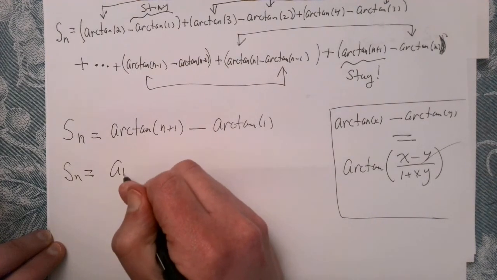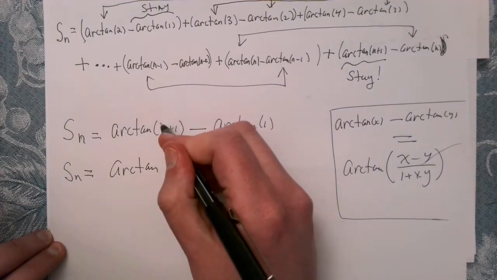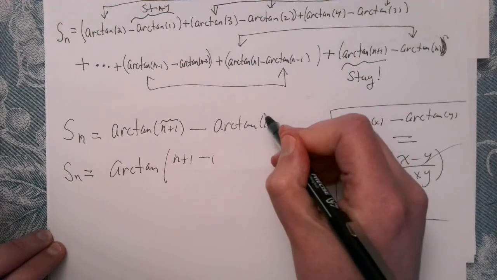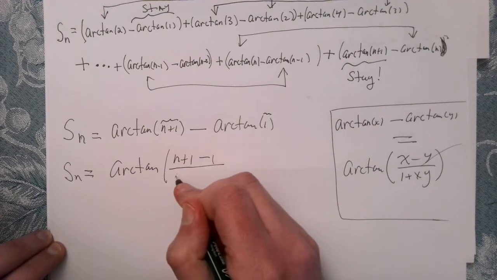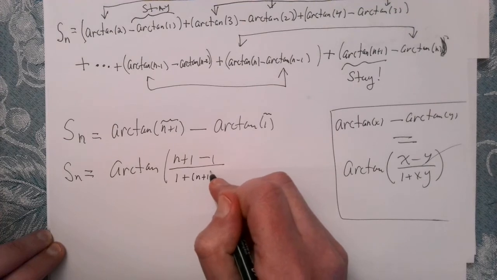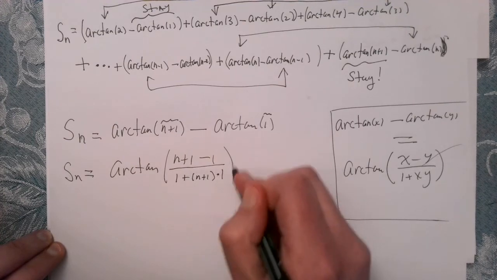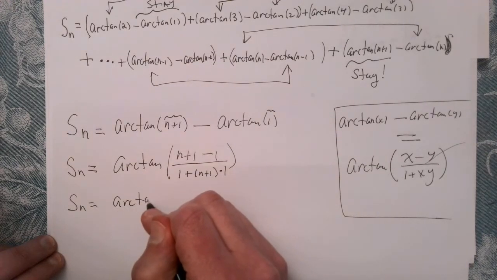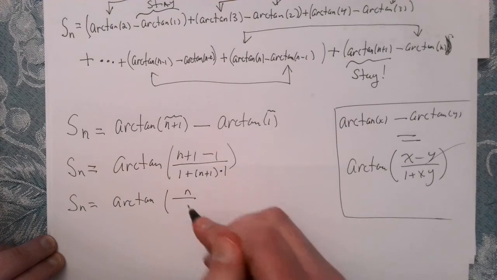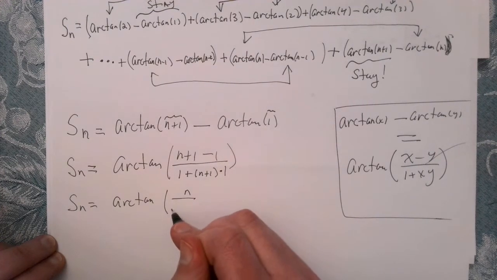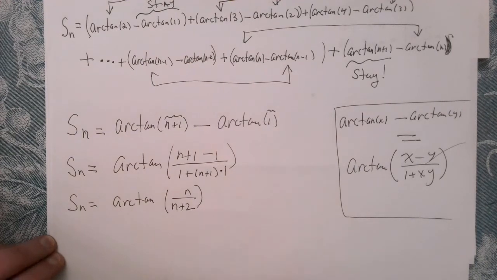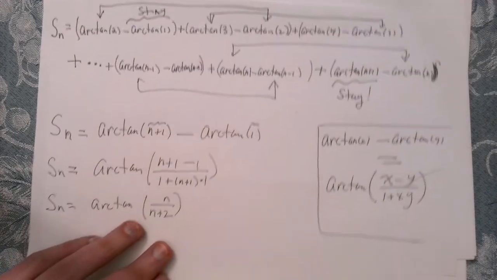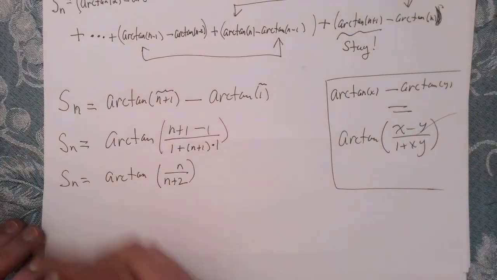Okay, so that gives me the arctan of x, that would be x in our formula, right? So n plus 1 minus y, that would be our y, which is 1, over 1 plus x, which is n plus 1, times y, which is 1. And that tidies up pretty nicely. So that looks like n over, what do you say, n plus 2? So n plus 2 sounds good to me. And we know that the limit of S sub n is the definition of the sum of our series, right? So we just needed to compute the limit of S sub n.